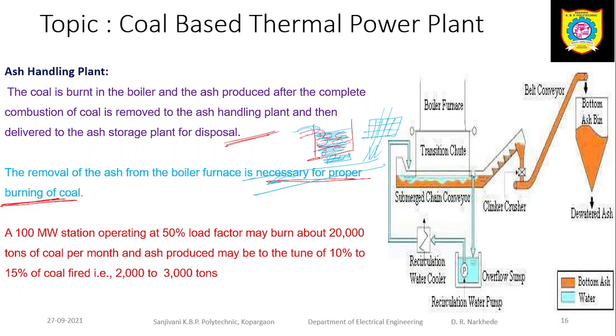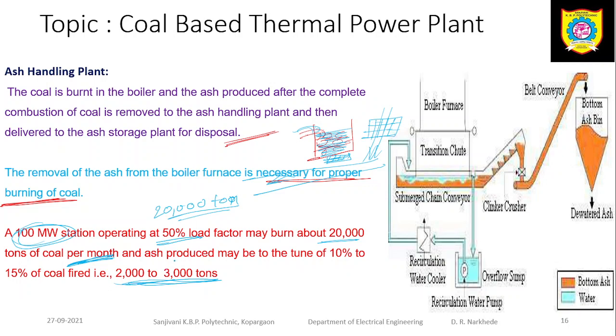So a 100 megawatt station operating at 50% load factor burns 20,000 tons of coal per month. एक 100 मेगावाट का जो पावर प्लांट है उसके लिए हमें 20,000 टन कोल हर महीने लगता है. Okay, required 20,000 tons of coal per month. Okay, and the ash produced may be in terms of 10 to 15% of the coal fired. Okay, so हर महीने लगभग 2,000 से 3,000 टन ash प्रोड्यूस होती है वहाँ पे. So we need to do the proper disposal.